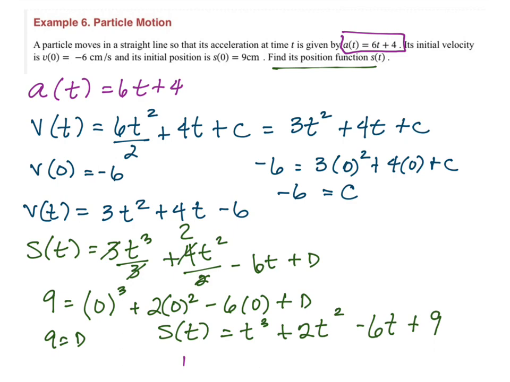Okay. So I want to start this next page with that position function. S of t equals, what was it? T cubed plus 2t squared minus 6t plus 9. That's our position function. T cubed plus 2t squared minus 6t plus 9. What's acceleration? Find it. Prove it.